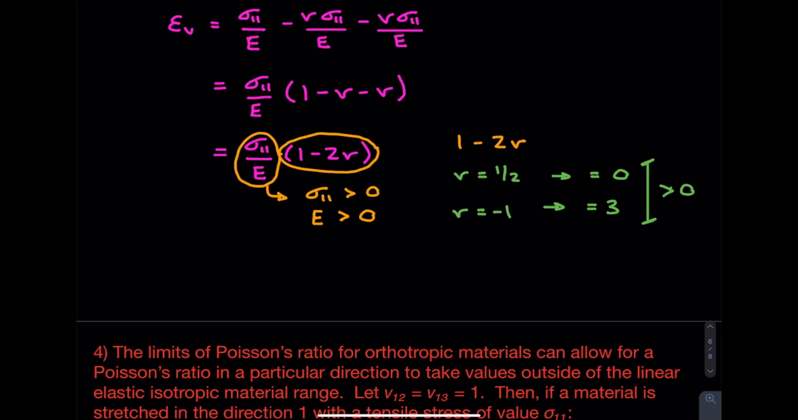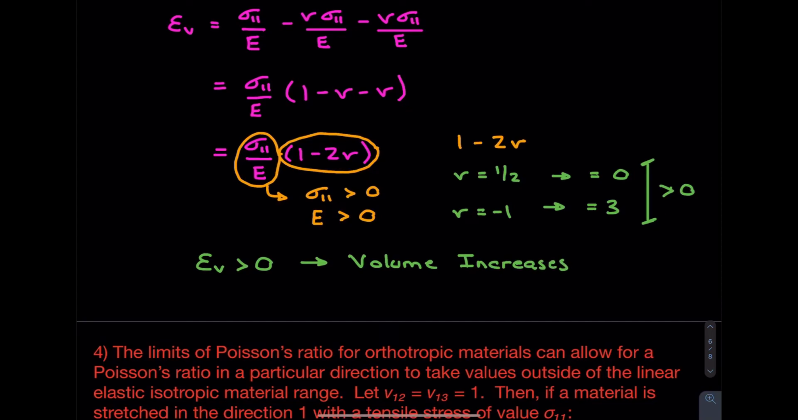So therefore, if my first term, sigma 11 divided by E, is greater than 0, and my second term, 1 minus 2v, is greater than 0, then I can say that my volumetric strain will always be greater than 0. Therefore, the volume is actually going to always be increasing. So volume increases.